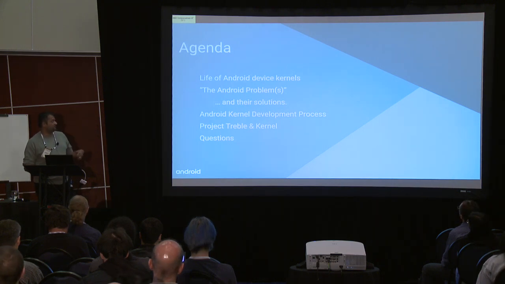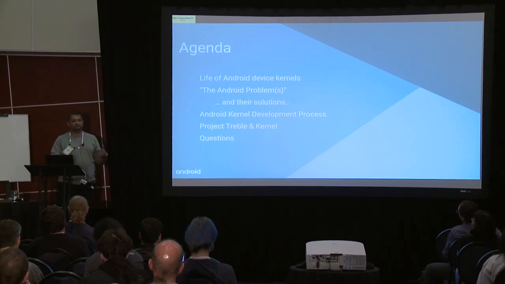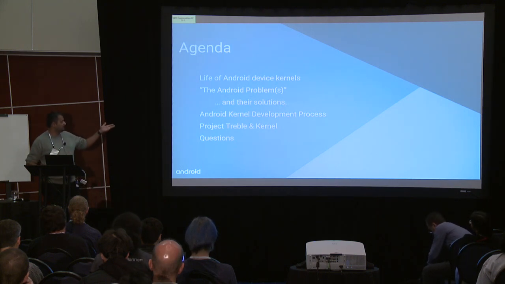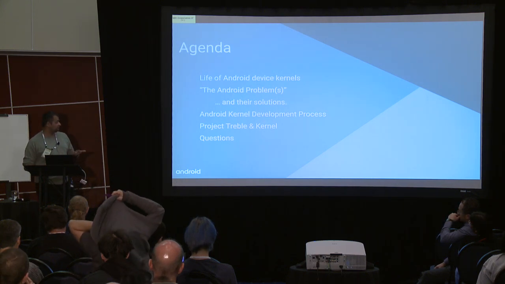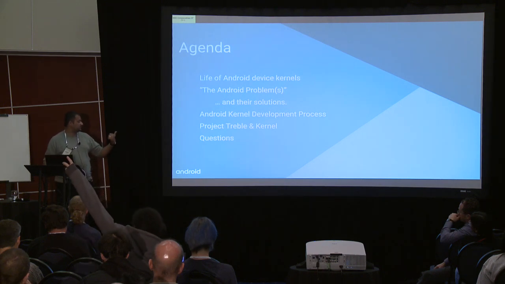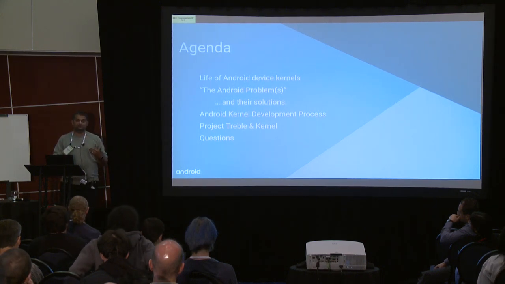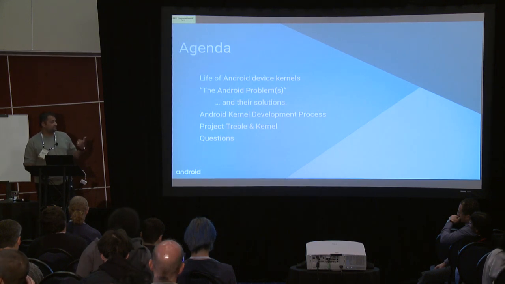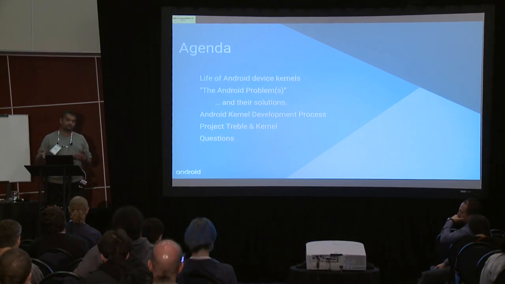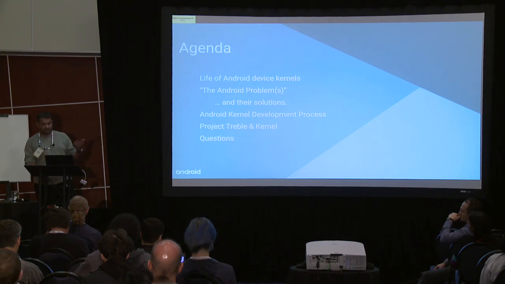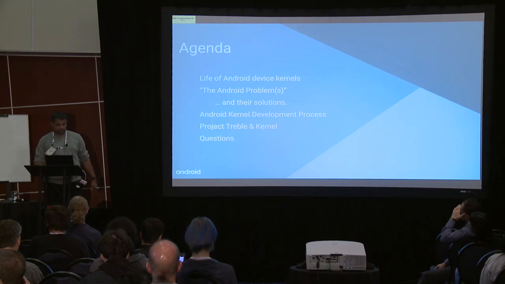The life of device kernels is a simple diagram that I wanted to walk everyone through to set the base of the problem. Then we go into details about specifics in the Android problems, followed by the changes that we've made and are in the process of making in order to solve them. Next is our kernel development process. Project Treble was one of the biggest undertakings Android took from Android Oreo and Android Pie, and that has affected how we do kernels as well and how Android interacts with kernel. What are the expectations for Android as a platform from kernel and vice versa? We go into details for that as well. And then I'll have a lot of time for questions at the end.